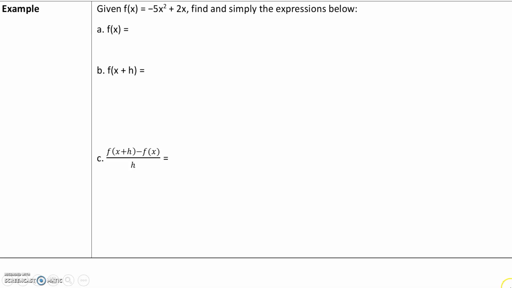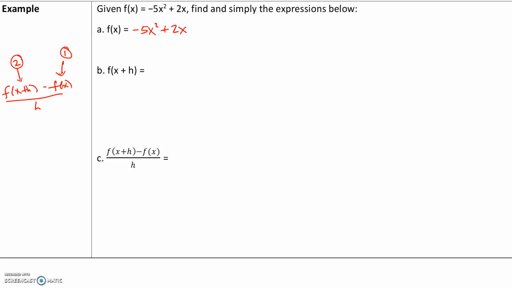So let's break this up by parts. Remember, the difference quotient is f of x plus h minus f of x divided by h. And we will break this up into three different parts. This is part 1, this is part 2, and all of it together will be part 3. So part 1 is an easy one. F of x is simply equal to negative 5x squared plus 2x.